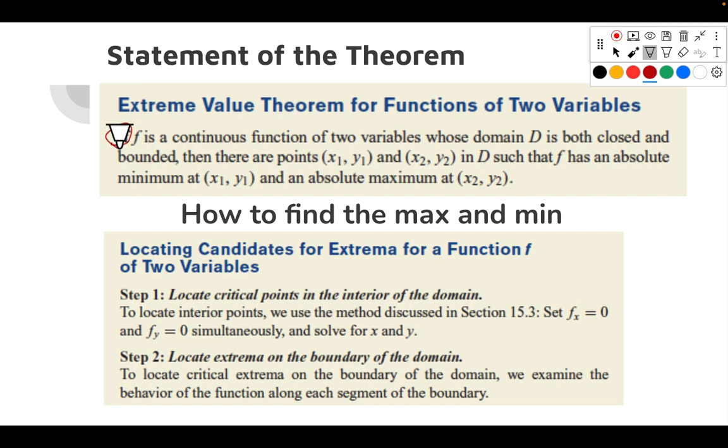Well, we find the critical points. And how do we get critical points? We take partial derivatives, partial of x, partial of y, and we set them equal to 0. That's the first step. We get these critical points, and these are possibilities for the max and min. They might not be it, they might be it.